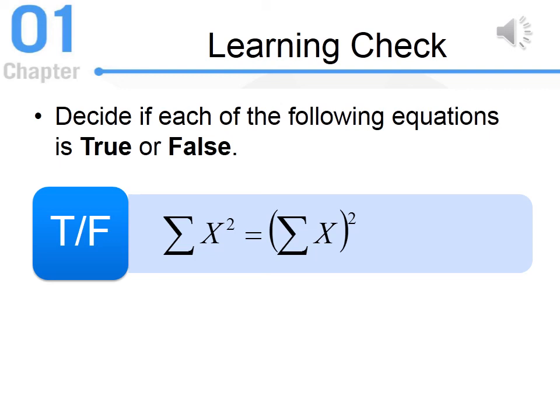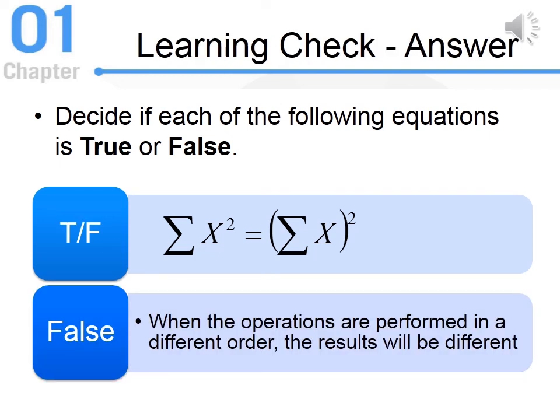So, true or false, are these the same or no? Of course not. Because of the order of operations, we know that we'd have to do these mathematical operations in a different order, and so, of course, the resulting sum would be different.